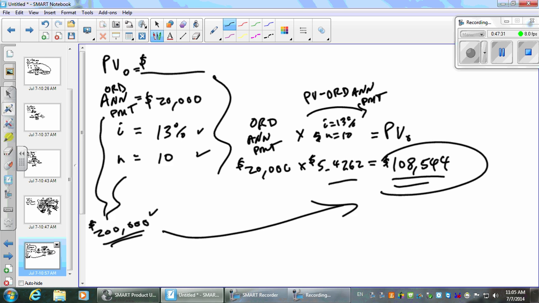Is this any different than if I took 20,000 times each factor for the 10 years and then added all 10 up? No, it's going to be really, really close with a little rounding, right? This is more accurate. Okay?